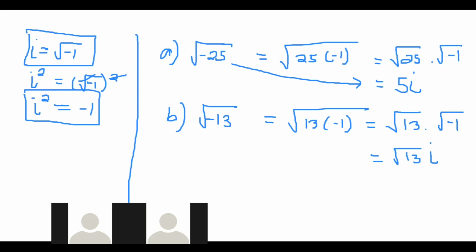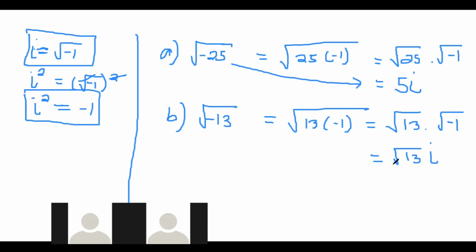And actually, multiplication has a property. What is the property that we could apply whenever we change the position of the square root of 13 and i? So i will become first, then the square root of 13. Sir, what did you do with the negative 1? You go back to the given value of your i. Replace the square root of negative 1 with i. Right?